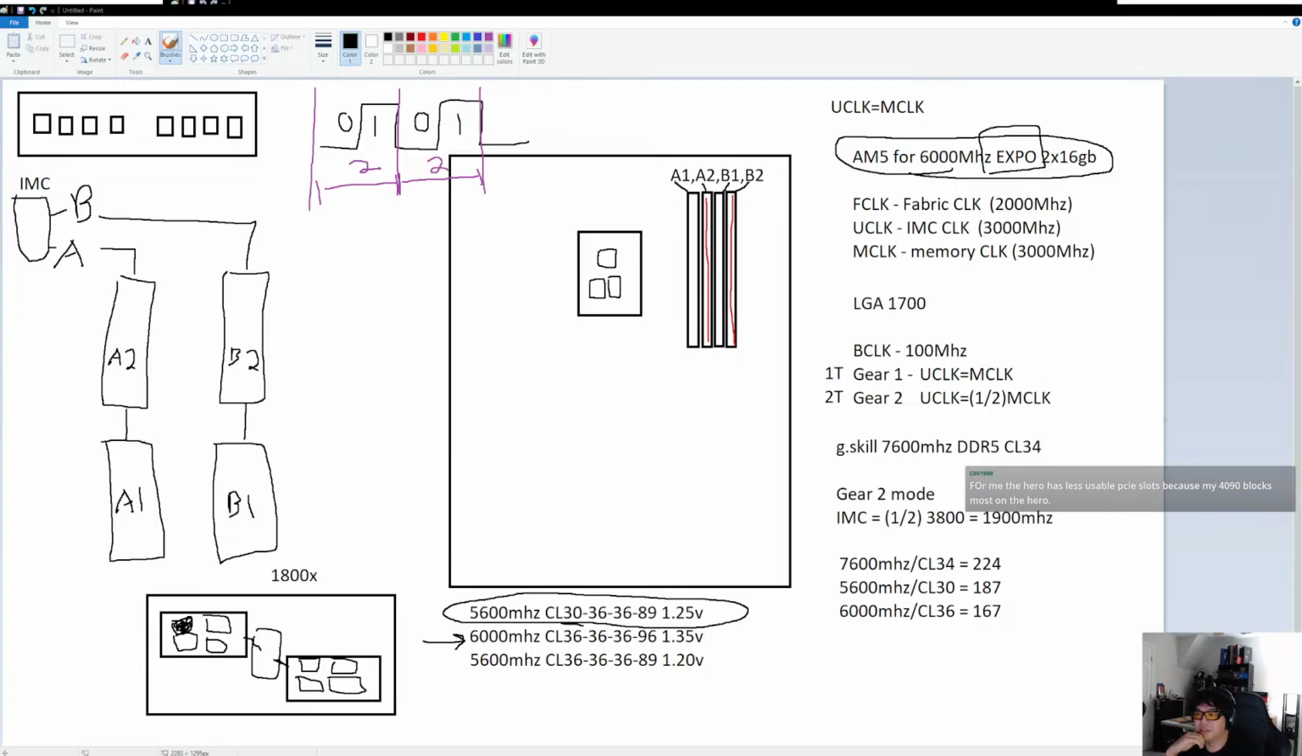The Hero has fewer usable PCIe slots because my 4090 blocks most of the Hero. I can tell you the Master doesn't have any issues with a 4-slot graphics card. I'm running a PowerColor Red Devil 7900 XTX, and that is a quad slot card, so it's just as thick as the 4090. I don't have any issues. I can use both of my lower PCIe slots.